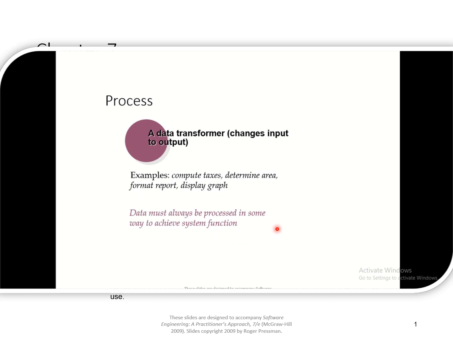Process. A process is basically a data transformer. It enables, or it can change the input to output. You can take an example of compute taxes. You can take an example of determining area or formatting report or displaying graph. These are all the operations or the functionalities which are being expressed here. So we can say that data must always be processed in some way to achieve system function. This is important. We highlight the system function through the process.